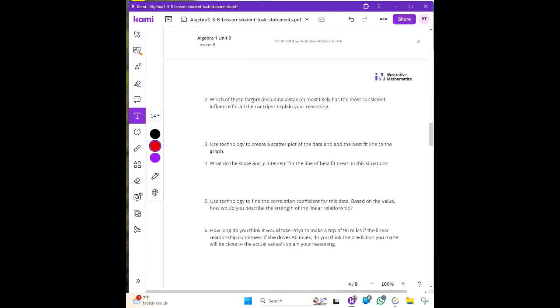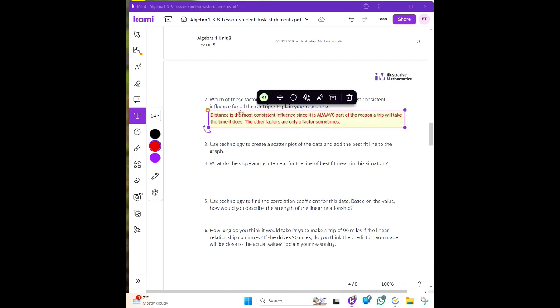Which of these factors, including distance, most likely has the most consistent influence for all the car trips? And explain your reasoning. Distance is going to be the most consistent influence, since it is always part of the reason a trip will take the time it does. All the other factors are only a factor sometimes. You might hit all the green lights, you might hit all the red lights on a certain day. Maybe the weather conditions are better one day than the other, but the thing that's going to be consistent is the distance. So we'll go ahead and put distance for that one.